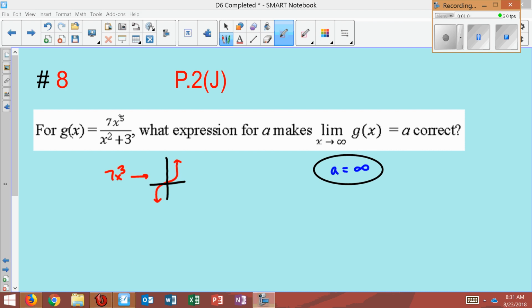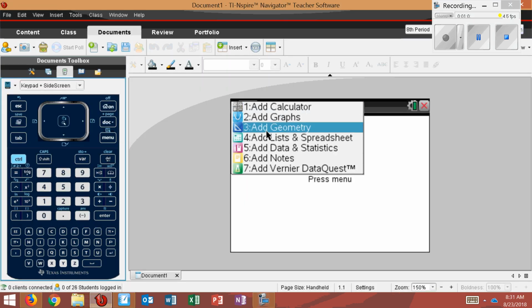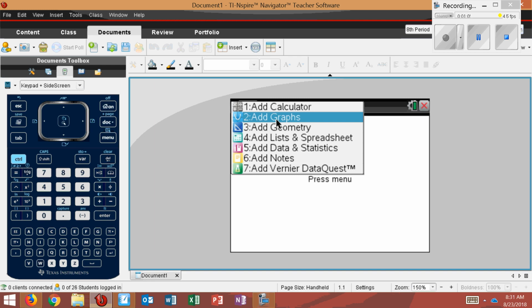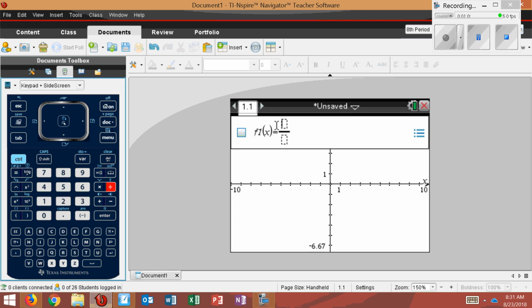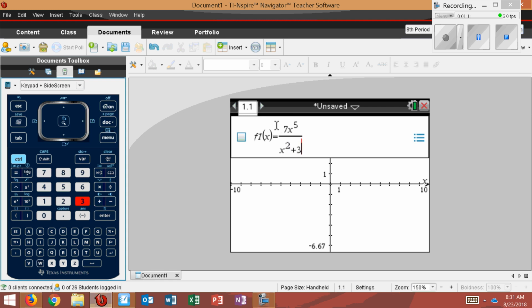And the way I'll double check it is I'll go ahead now and graph this. So I'm going to go over to my graph. And I'm going to hit Control Divide. That gives me the fraction 7x to the fifth power over x squared plus 3.